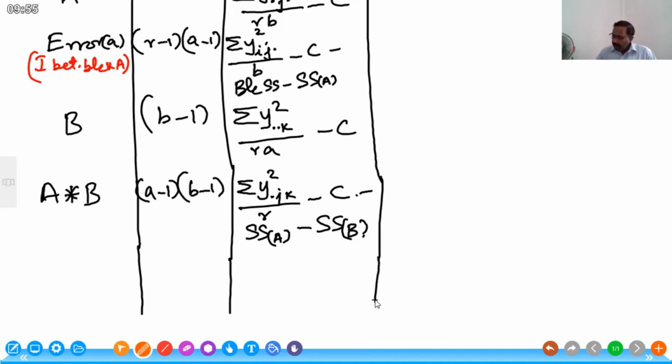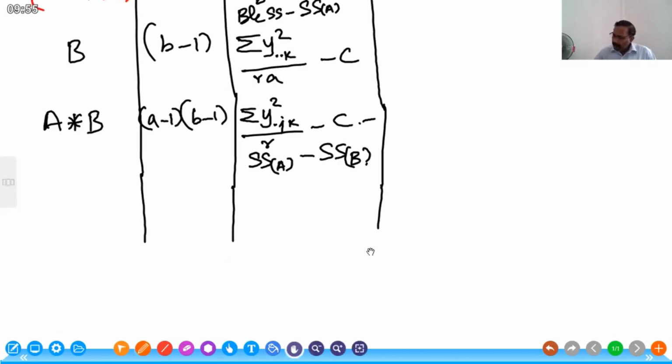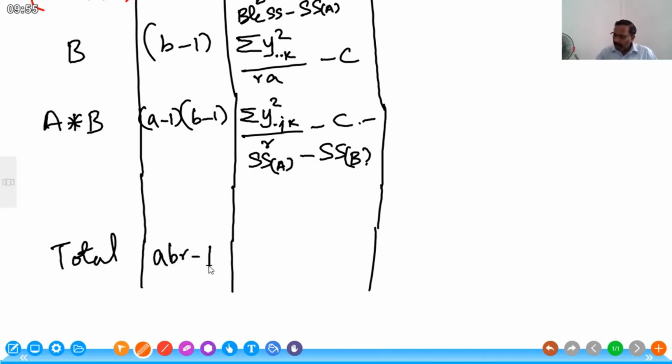Then the last one, the total, then we can calculate the error. Total degrees of freedom is abr minus 1. As usual, total is summation y ijk square minus c.